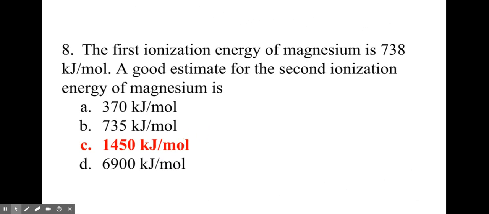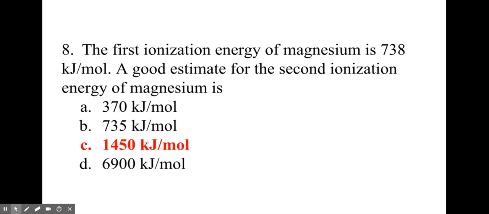Question number 8. The first ionization energy of magnesium is 738 kilojoules per mole. A good estimate for the second ionization energy of magnesium is blank. Well, first ionization energy represents the amount of energy required to remove the first valence electron from this atom.